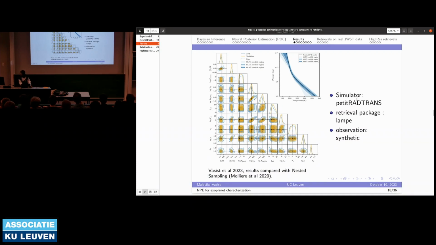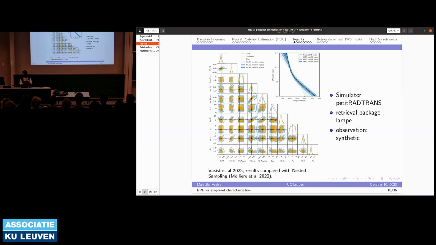The simulator used was petitRADTRANS, a radiative transfer code. And the retrieval package used for the neural posterior estimation was LUMP, which was developed at the University of Liège. And we used a synthetic observation so that we know what we're talking about. The points in black are the real, nominal values of the synthetic observation that we used.